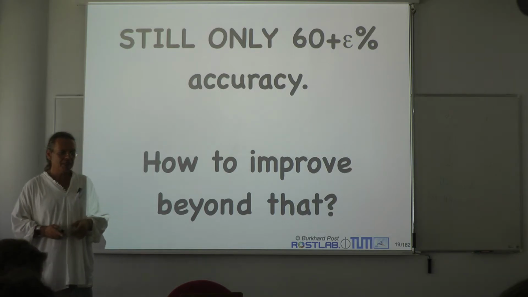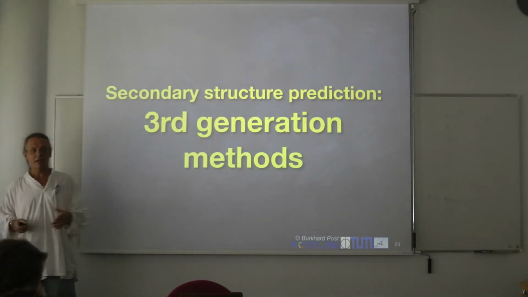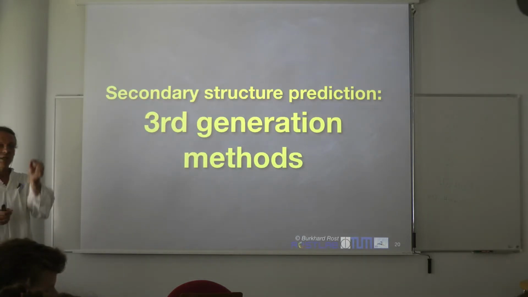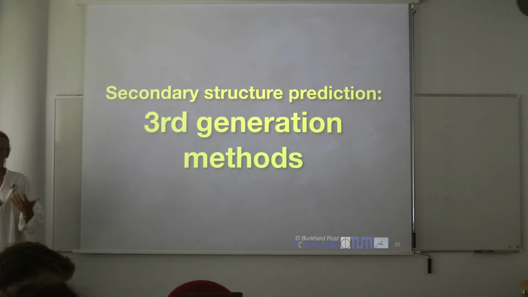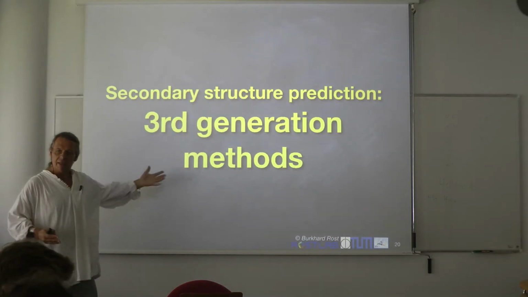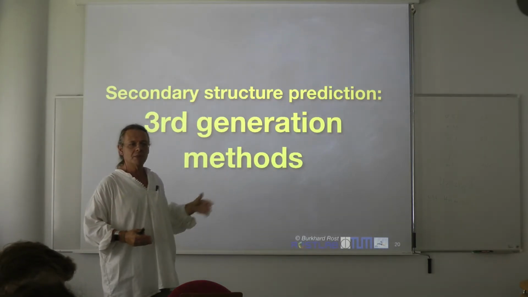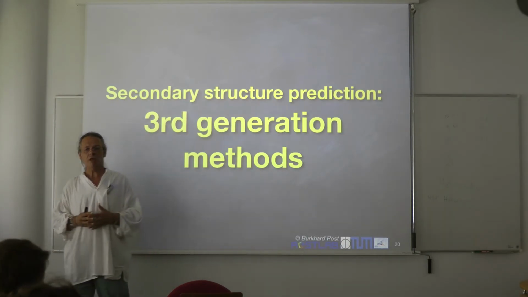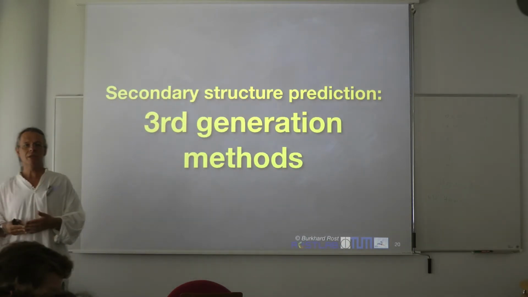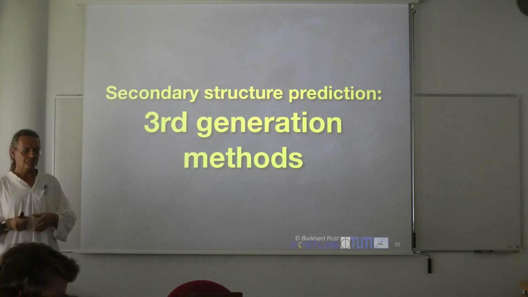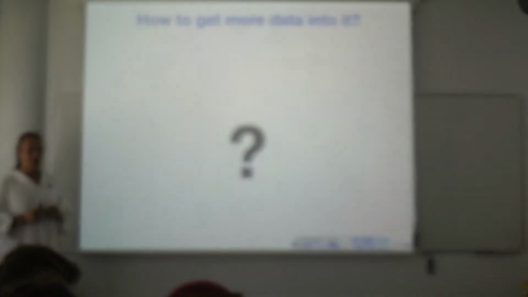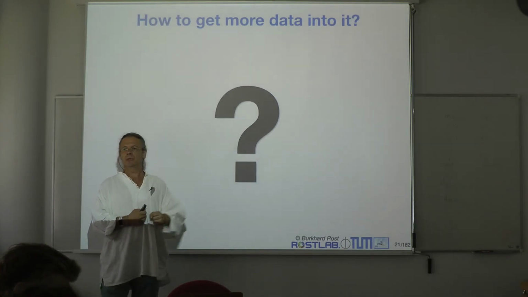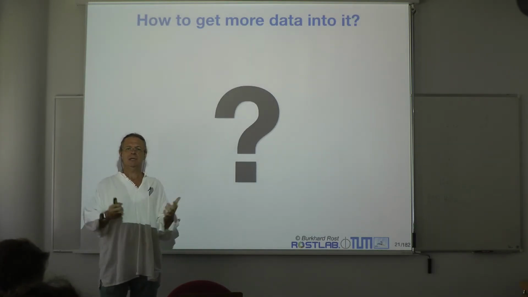And that ultimately gets us to what I would refer to as the third generation of secondary structure prediction methods. So the first one used a single amino acid, the second one used windows, and then some bells and whistles, some refinements through machine learning that I showed you. And the third generation really pushes beyond the 60%. And the way to push beyond the 60% is we need to put more information into my input. How can I do that?